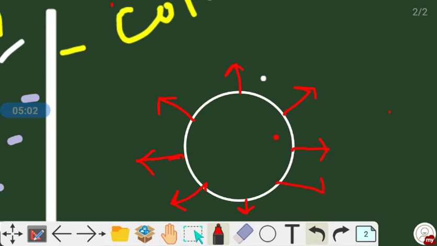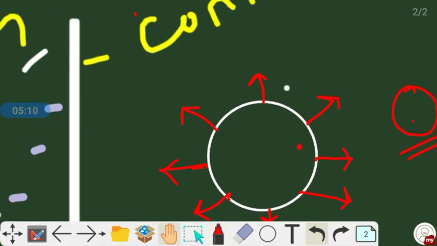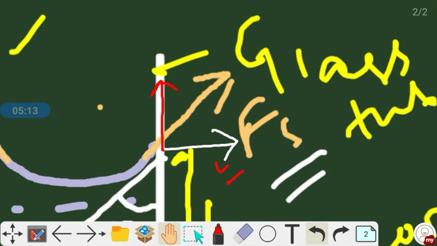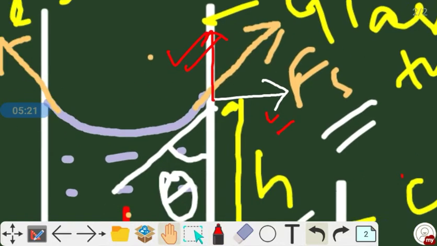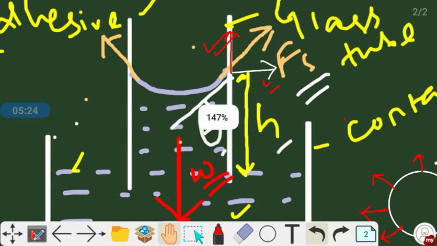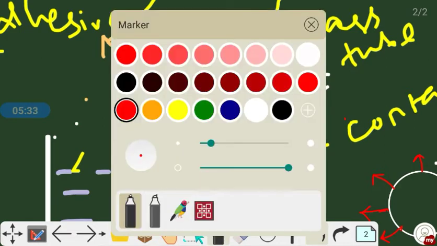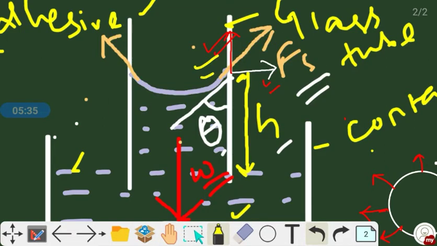Okay, the net resultant horizontal force for surface tension will be 0. Okay, the only component that will come into action is this vertical component. Okay, so in order to make this fluid in equilibrium, this vertical component of the surface tension force will balance this weight, then only the fluid will be in equilibrium.